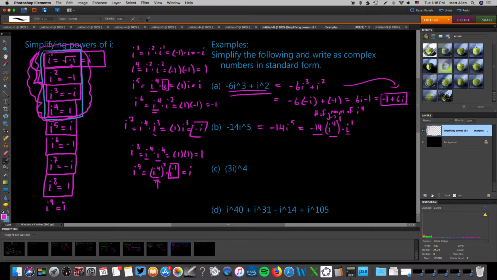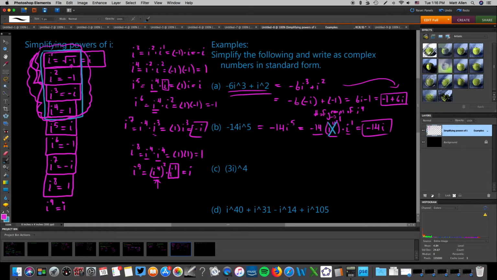But what do we know about i to the fourth? Well, it's 1. So what this truly means is we really can just ignore this at this point and say that what I get left with is negative 14 times the i to the fourth, which was 1, times an i. So negative 14 i to the fifth is the same thing as negative 14i in value.